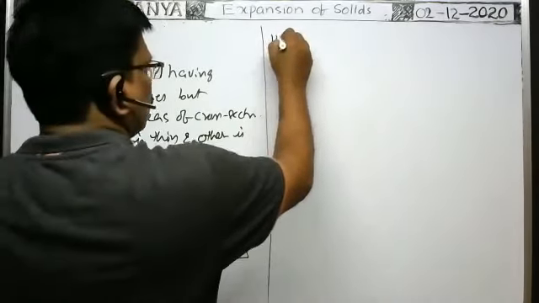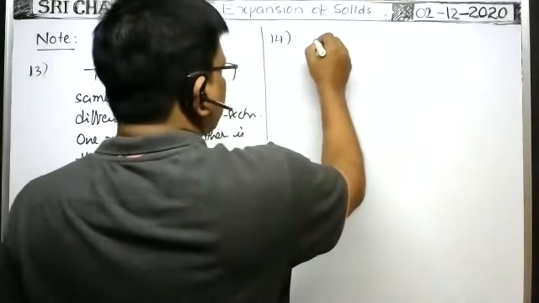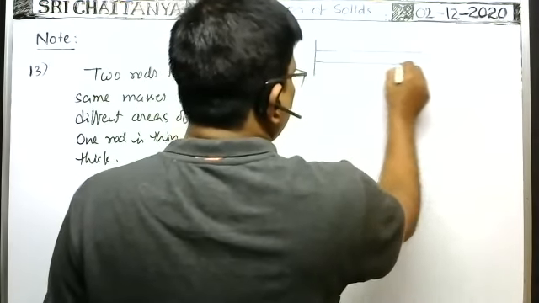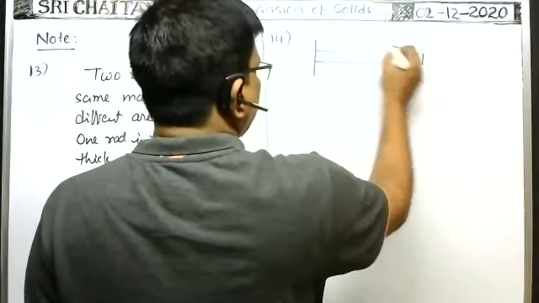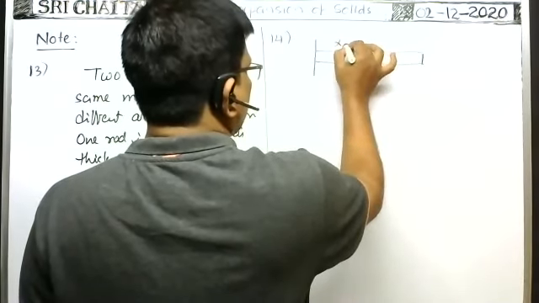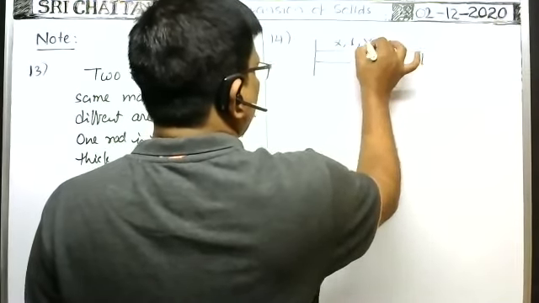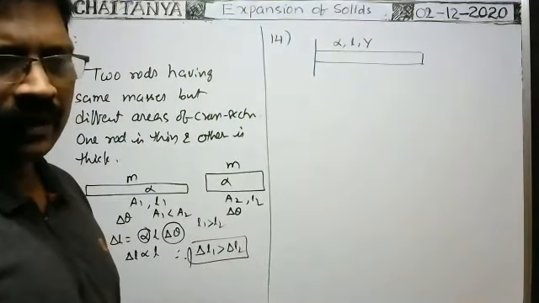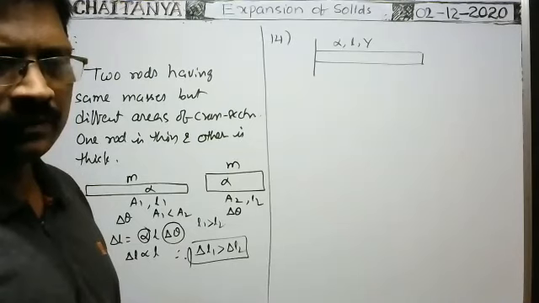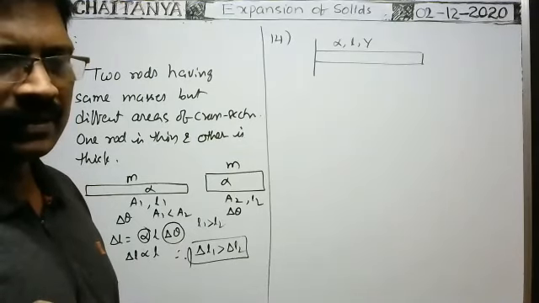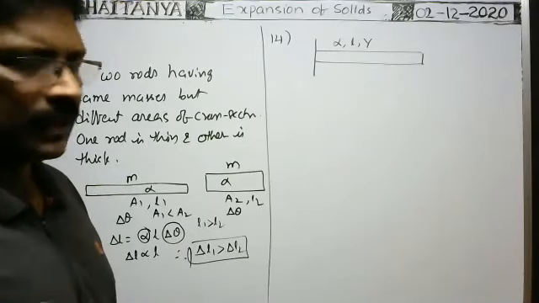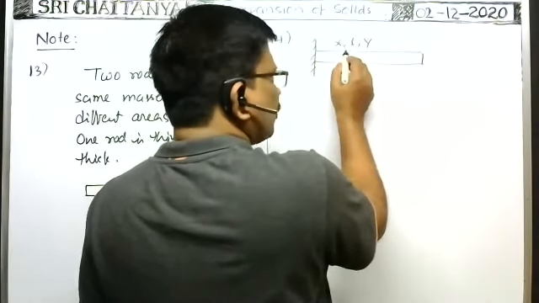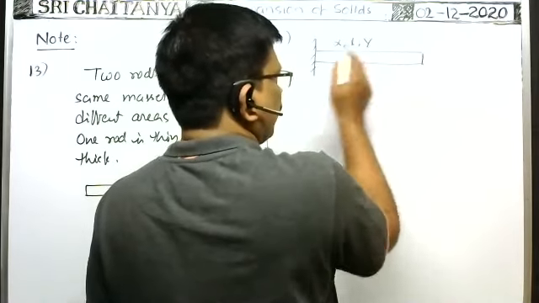Next, the 14th one. Suppose this is a uniform rod having length L, coefficient of linear expansion alpha, and Young's modulus Y. The elasticity chapter is over now for you.